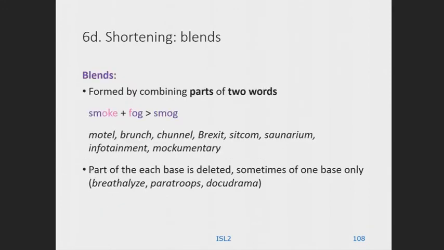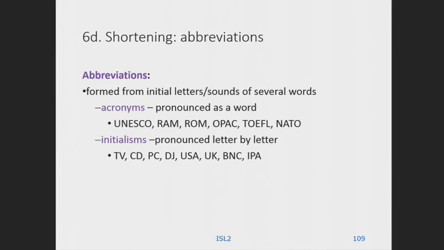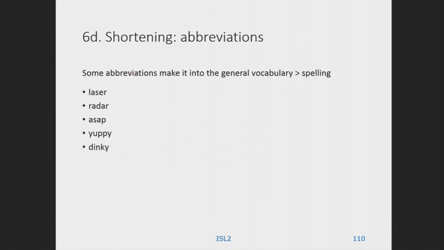The blends, we blend 2 things, and usually part of each base is deleted, but sometimes only part of one. So with a docudrama, I have the whole drama, but the documentary I've taken out a bit of, right? And the abbreviations formed from the initial letters or sounds. And we have the two, the ones that are pronounced as one word, the acronyms, and the ones that are pronounced letter by letter, so-called initialisms.